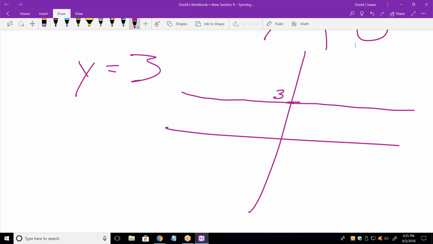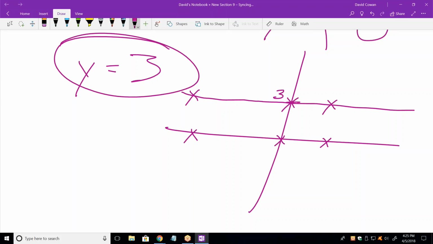So when x is equal to minus 10, y is equal to 3. When x is equal to 0, y is equal to 3. When x is equal to 5, y is equal to 3. So y is always equal to 3. That's a horizontal line. If you have x equals 3, that's always a vertical line.